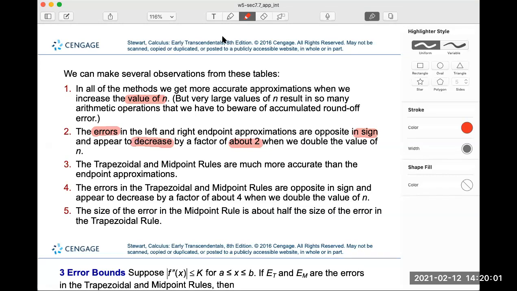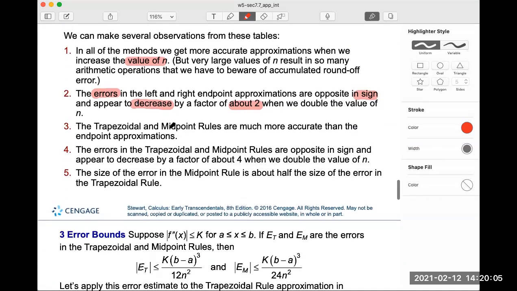Oh, I mean next week. And the trapezoidal and midpoint rules are much more accurate than the endpoint approximations. Okay, the error decreases by a factor of 4.